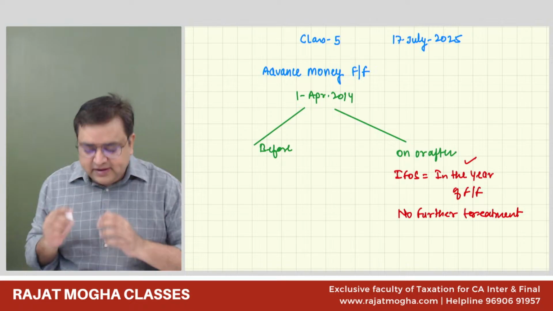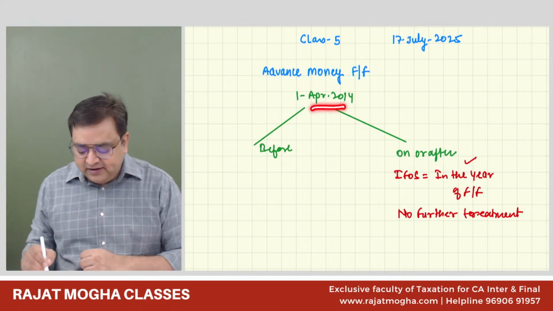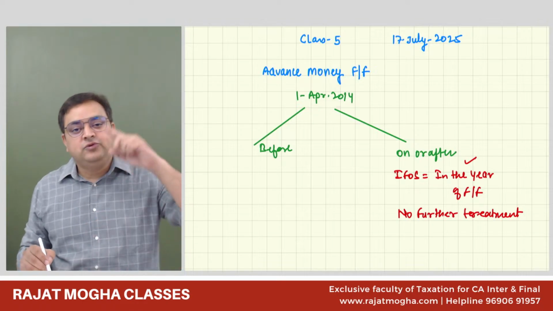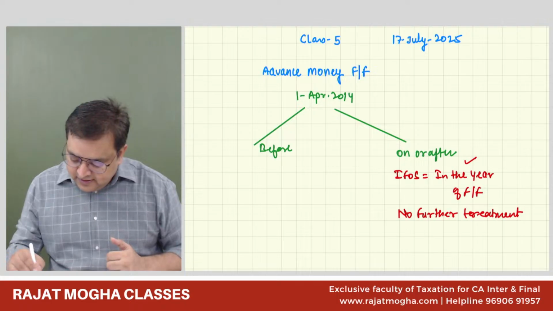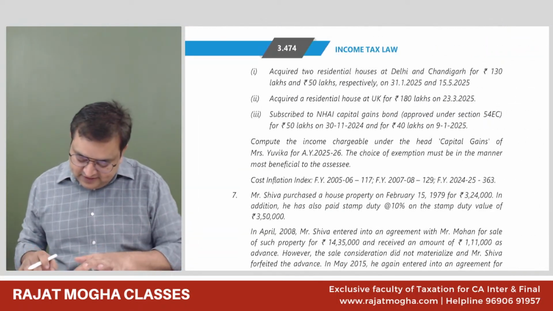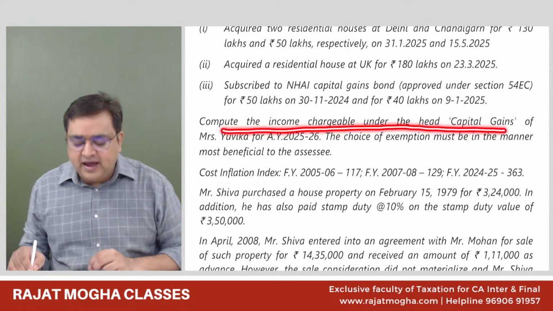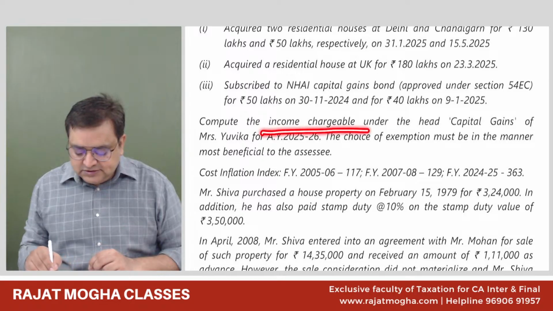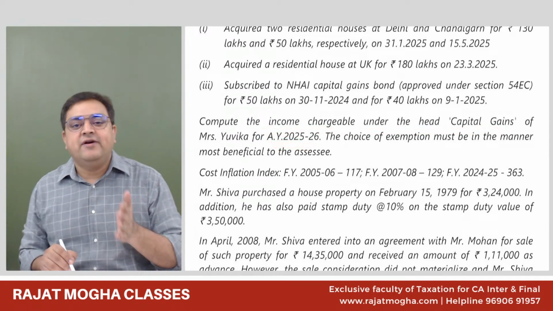So in this question, this amount is forfeited after this date, so it will become the income of 2015-16. Do we need to show this income here? See, now it depends on what is asked from us. Just see what is asked from us. Compute the income chargeable under the head capital gain for Yuvika for assessment year 25-26.